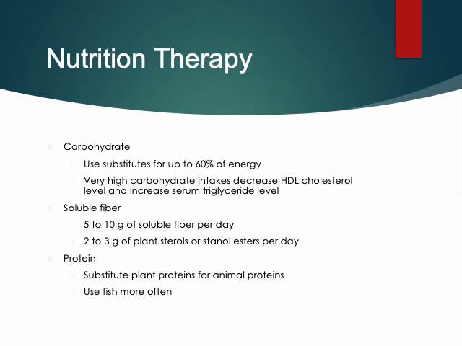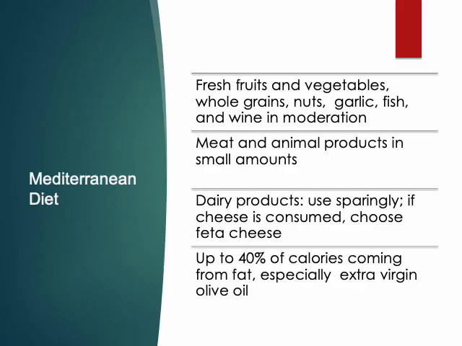Proteins, we want to substitute animal proteins by using more plant-based proteins like legumes, dry beans, nuts, whole grains, and vegetables that do not contain saturated fats. So when you're picking an animal protein, you think of fat-free or low-fat dairy products, egg whites versus whole eggs, fish, skinless poultry, and lean cuts of beef and pork.